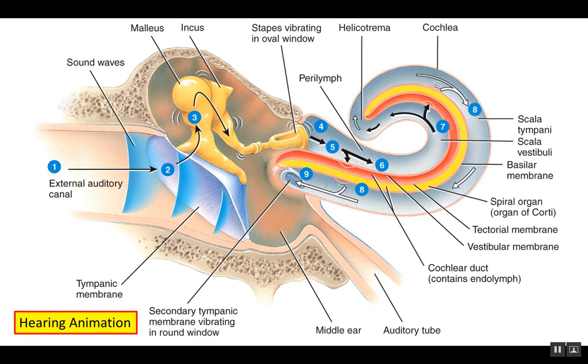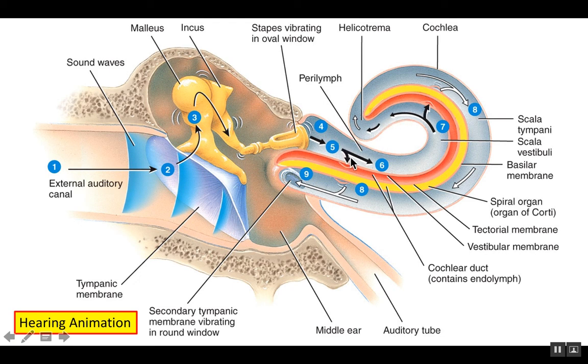Let's look at the process of hearing. This drawing represents major steps that occur in order to detect and interpret sound waves. I'd like to refer you to an animation you can find in Canvas. This animation will guide you through this figure. But you'll see the sound waves entering, vibrating the tympanic membrane, which vibrates the malleus, then the incus, then the stapes. As this stapes vibrates, it's going to produce waves of fluid known as perilymph that migrate through the cochlea.